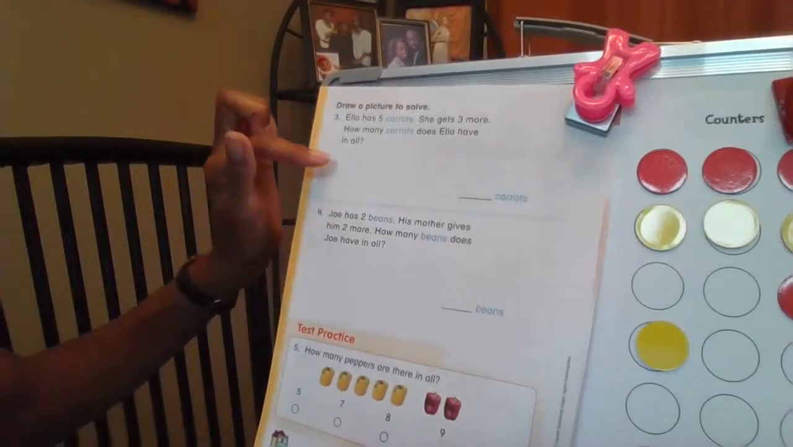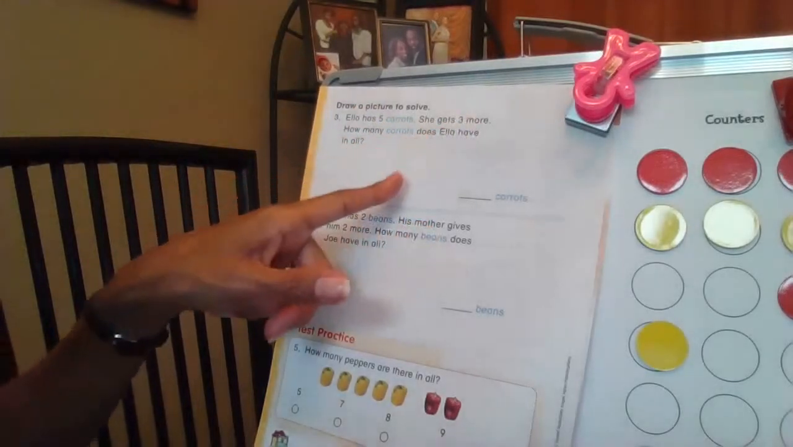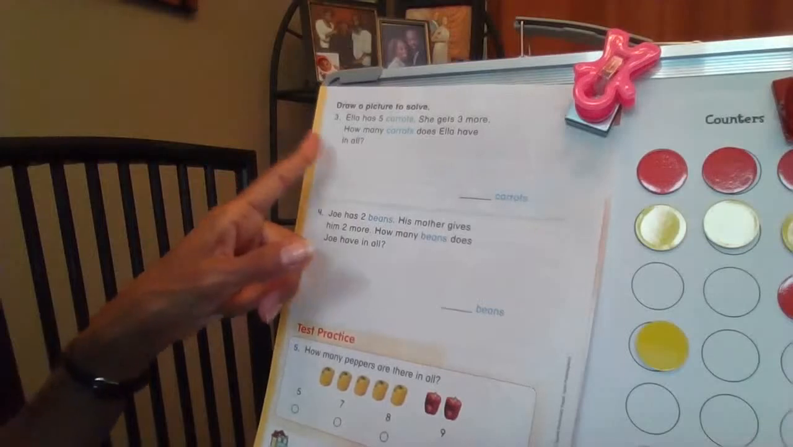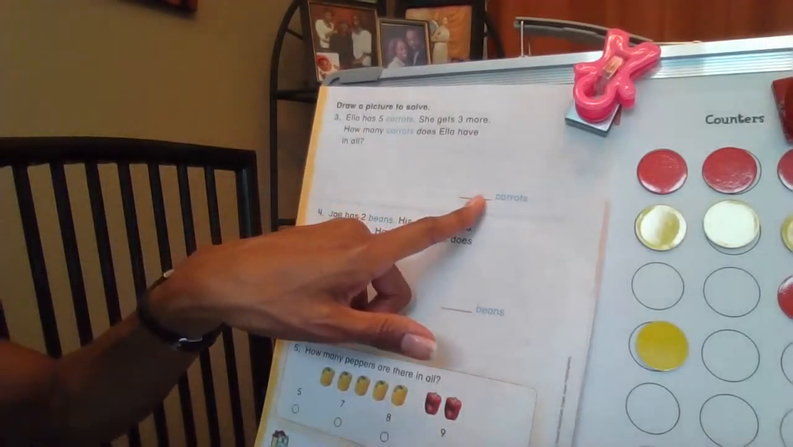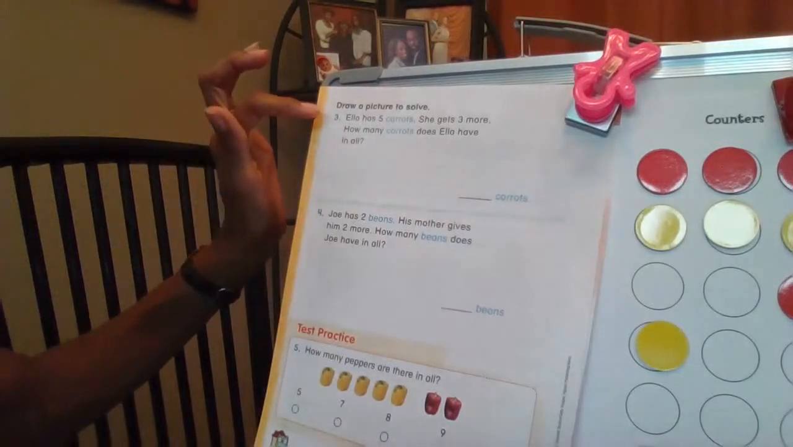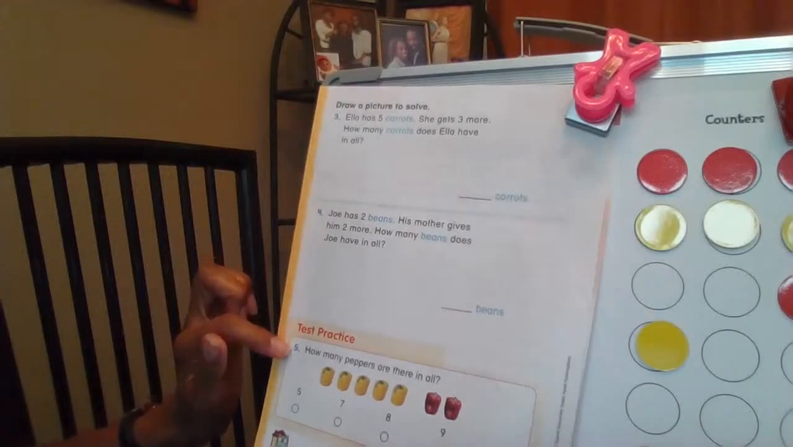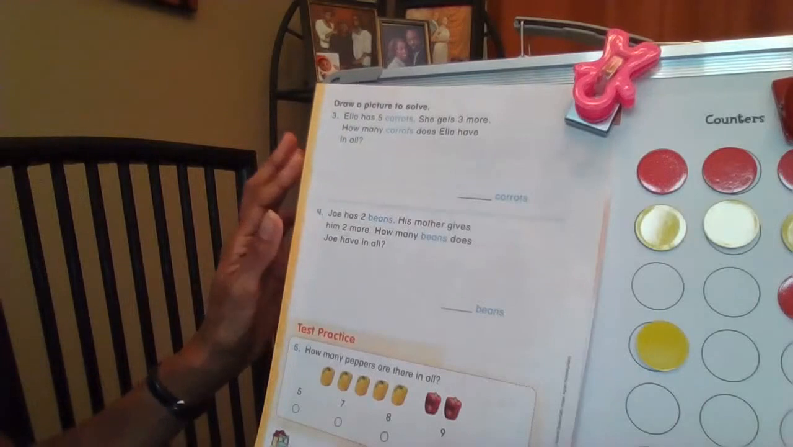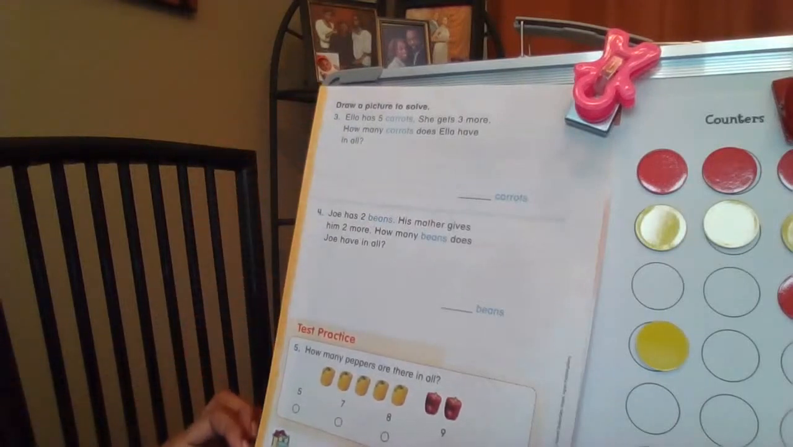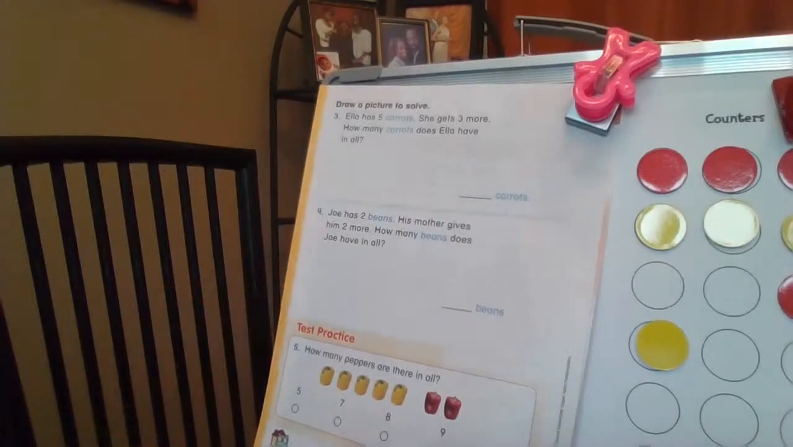Or you can even use your circles to represent your carrots. You're going to have 2 groups, a group of 5 carrots and a group of 3 carrots. And then you join them and count how many there are in all. Write the number here. So you're going to finish numbers 3, 4, and your test practice question. Okay. And then you're going to take a picture of this page and post it to your Seesaw journal.